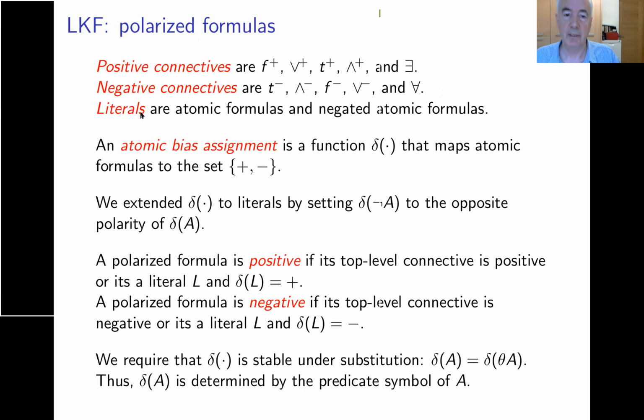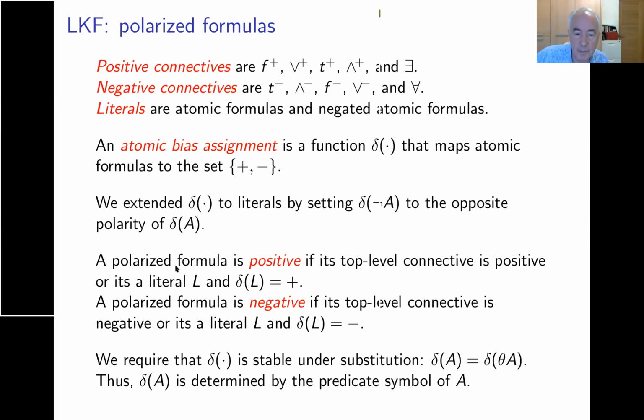I also have to classify literals as being positive or negative. First of all, literals are atoms or negated atoms. So the only use of negation as a symbol will be in front of atomic formulas. Then I also have to have a notion of bias assignment for atoms. It's just some function that maps atomic formulas to plus or minus. So it's just a piece of data that says this atomic formula is plus, this other one might be minus. And then we extend it to literals just by flipping the polarity sign whenever there's a negation in the literal.